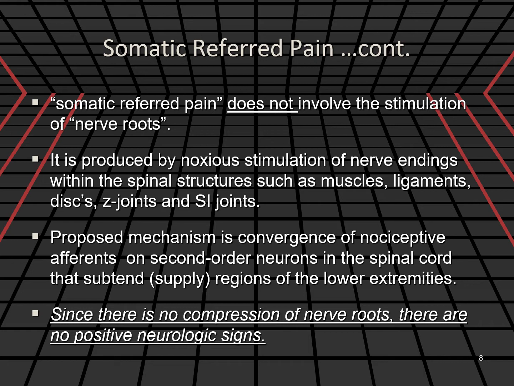All right, and here's an important caveat. Because there is no compression of nerve roots, the nerve roots are not involved, these individuals will not have any positive neurologic signs. And that's really important to understand while you're doing your neuro exam. If everything is flat, everything is normal, you need to begin to think that, maybe this isn't sciatica. Maybe the nerve roots are not involved. Aha, this is somatic referred pain.